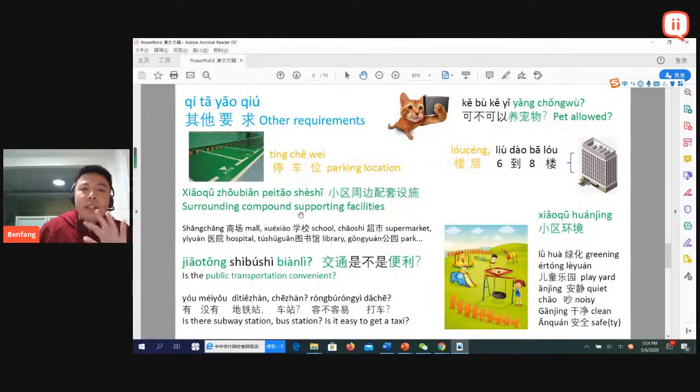Some people also think the surrounding supporting facilities are important. 小区周边, surrounding the compound. 小区周边配套设施, the supporting facilities. 配套设施什么意思? What is 配套设施? Let's look at some examples: 商场, shopping mall; 学校, school; 超市; 医院, hospital; 图书馆, library.